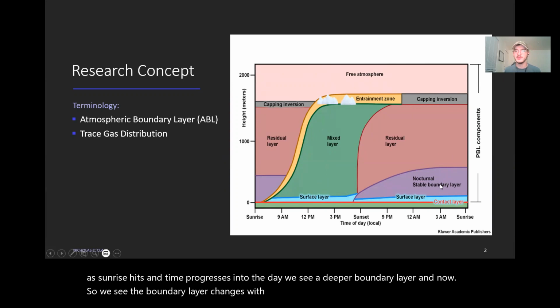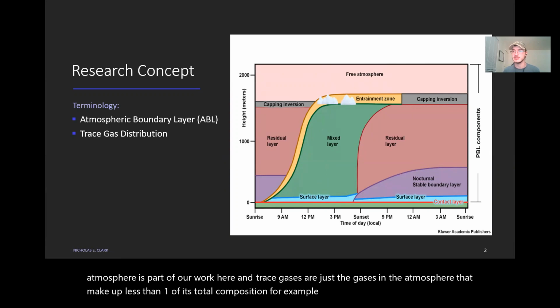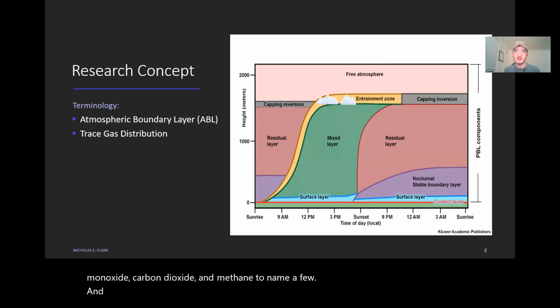How this affects the trace gases within the atmosphere is part of our work here. Trace gases are just the gases in the atmosphere that make up less than 1% of its total composition, for example, water vapor, carbon monoxide, carbon dioxide, and methane, to name a few. And there are a couple of things we need to understand about how the boundary layer depth influences these tracer concentrations.